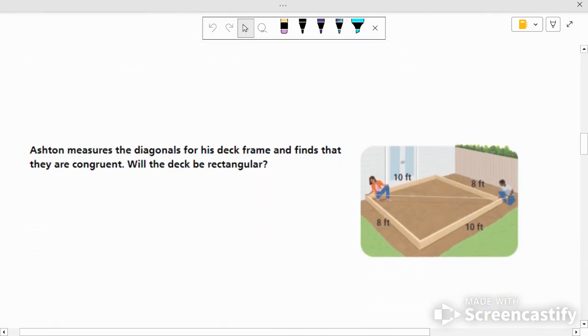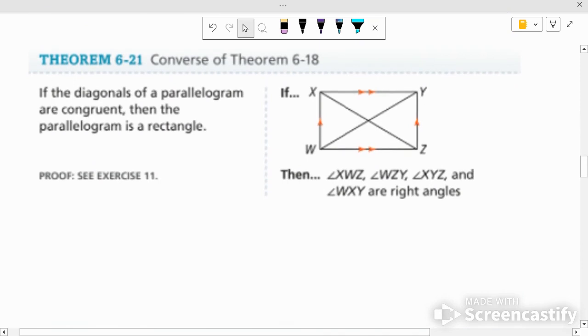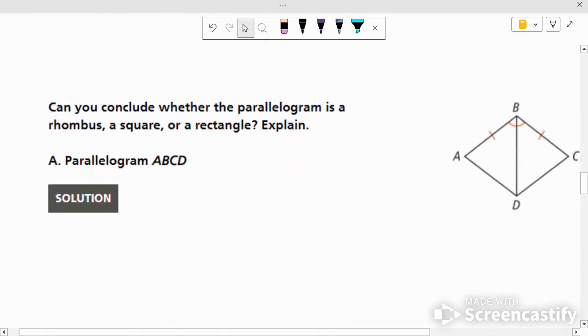And this shows the people measuring the diagonals of the deck. Okay? So, if these two diagonals are congruent, will the deck be a rectangle? If they check from here to here, and if that's the same as from here to here, did they make a rectangle? Yes, they did. And that's what I just got done talking about, the people pouring concrete, making sure things are square. So if the diagonals are congruent, then you have a rectangle.